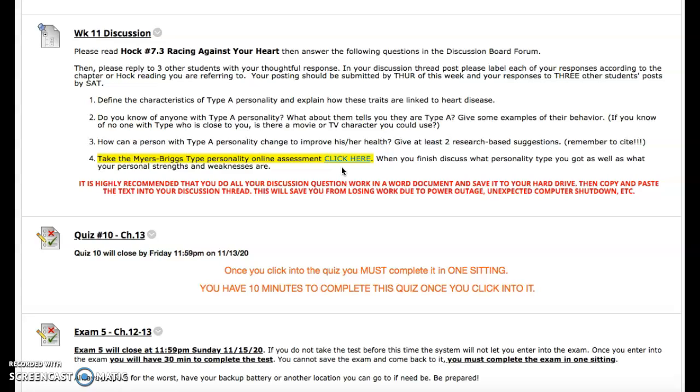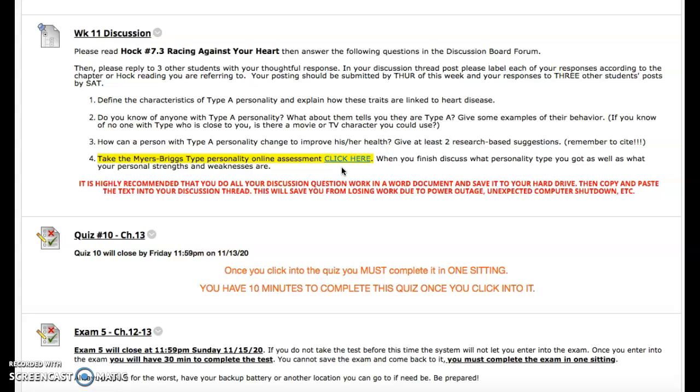And then how can a person with type A personality change to improve his or her health? Are there some things that a person could do if they know themselves to be type A? Are there some things they could do to better improve the trajectory of their health? Give at least 2 research-based suggestions, and remember to cite your sources here. So I'm looking for integration from your main text and from the Hawk reading.